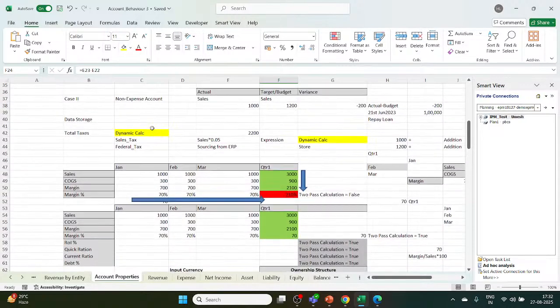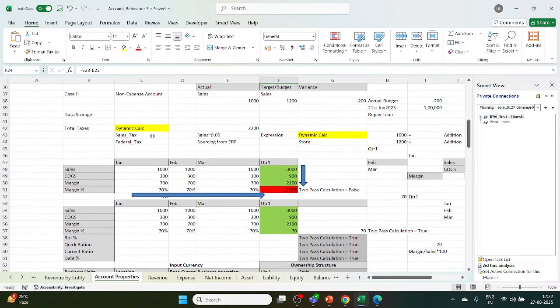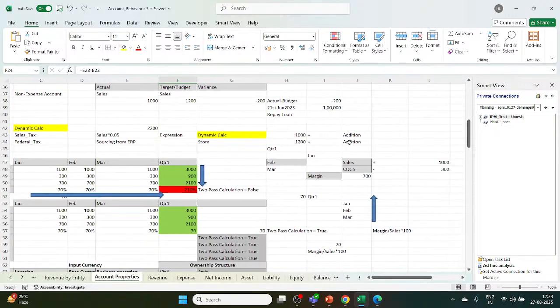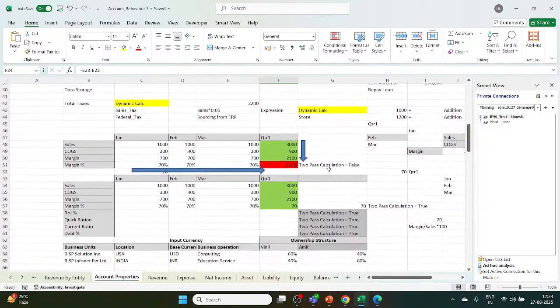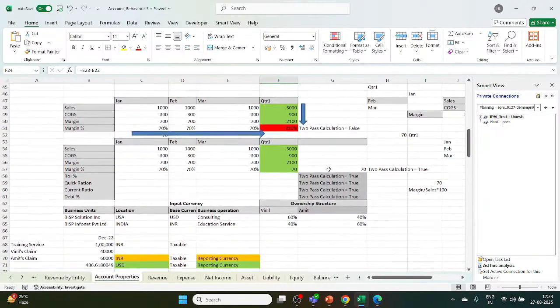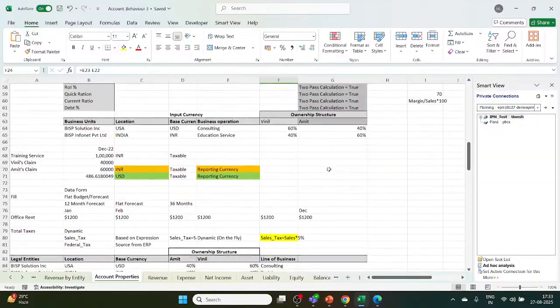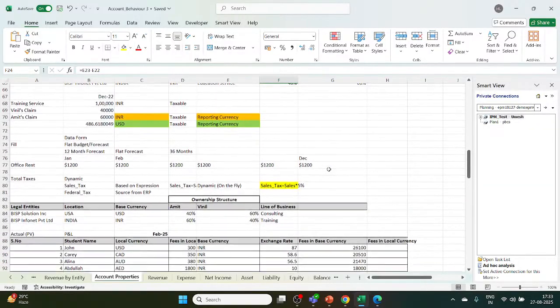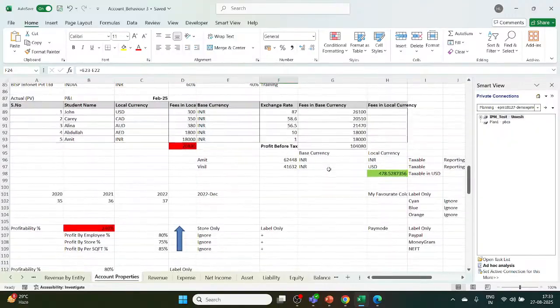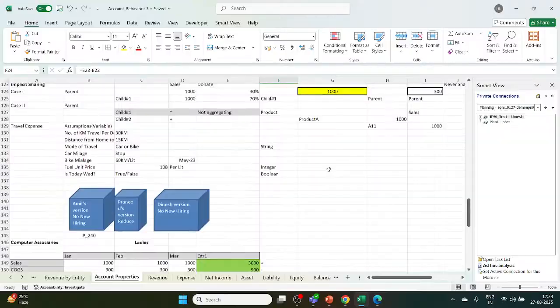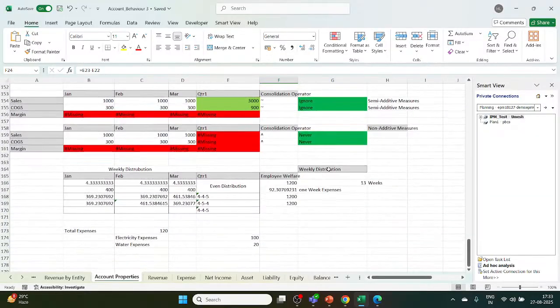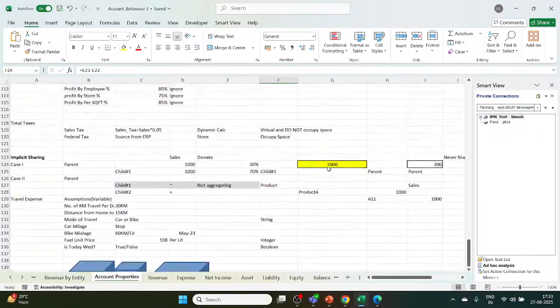So the sales tax here, the federal tax, source from ERP. Dynamic calc is a calculation on the fly. So I will show you the exact example of it. Just wait for a minute.